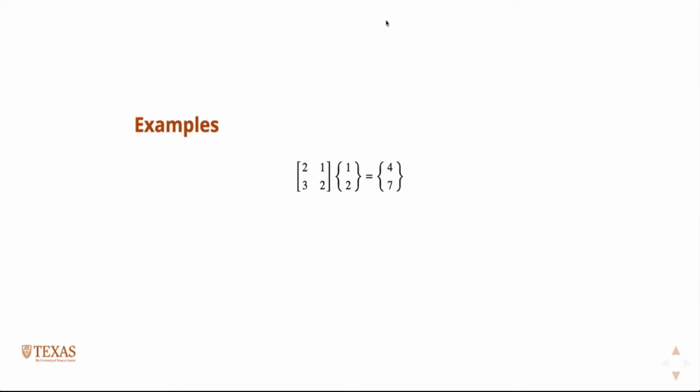I was going to work that out, but there's the answer. I meant to hold off on that. Again, we take the first row here, 2, 1, and take the dot product with 1, 2. That's 2 times 1, which is 2, plus 1 times 2, which is 2. Same thing, 3 times 1, which is 3, plus 2 times 2, which is 4. 4 plus 3 is 7.